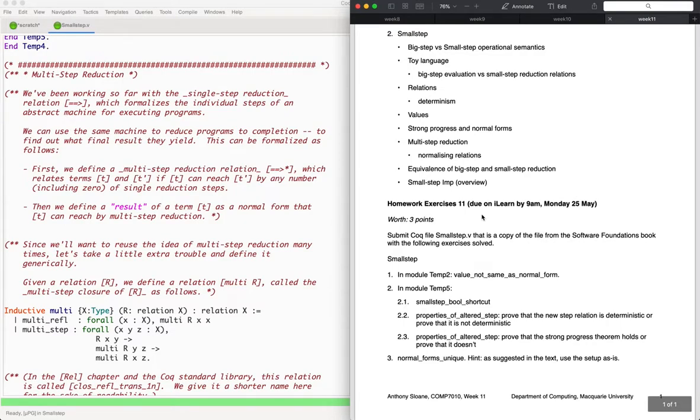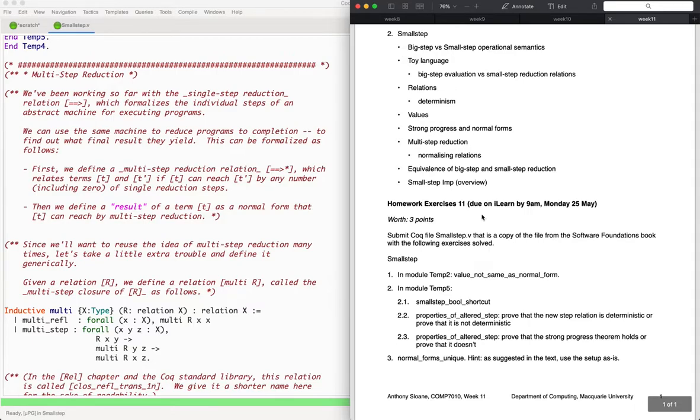So with the single step reduction relation in place, we can naturally talk about chaining many single steps together. Obviously, to evaluate a real program, we're going to have to do a number of steps to get to a final answer, like a value or a normal form or both.